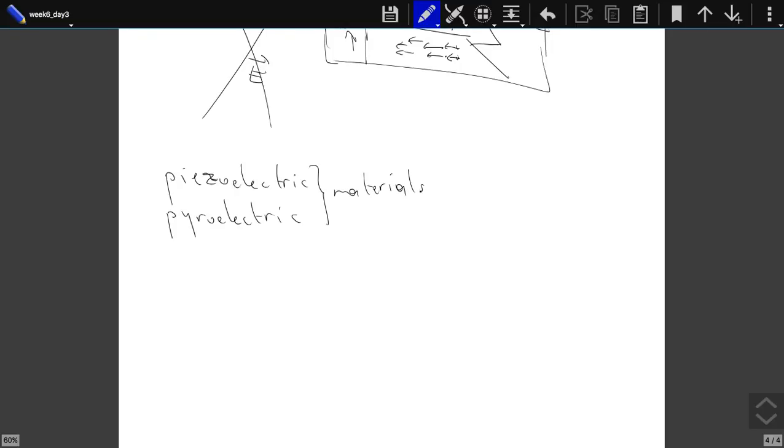Have you ever seen a piezoelectric material? Yes. Where? Physics 251. Out of the physics department, let's say, have you seen a piezoelectric material? Out of any physics department? Let's say in your kitchen. Probably. Where?